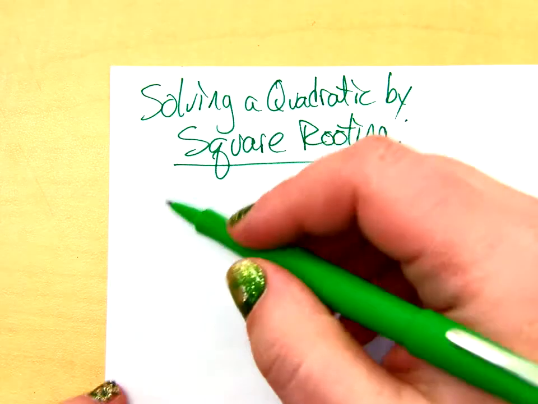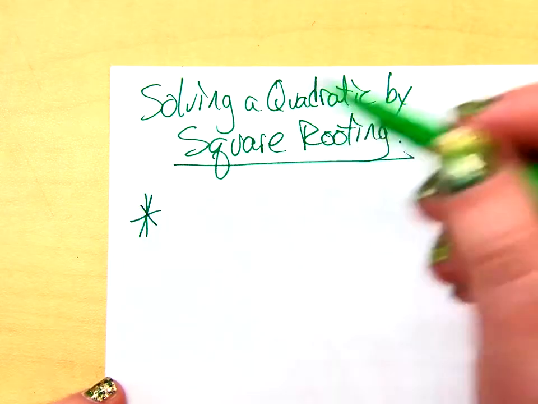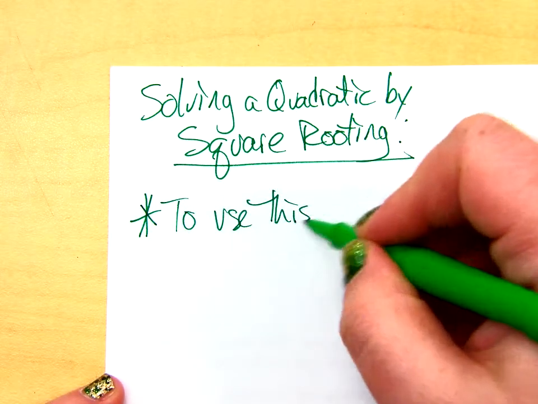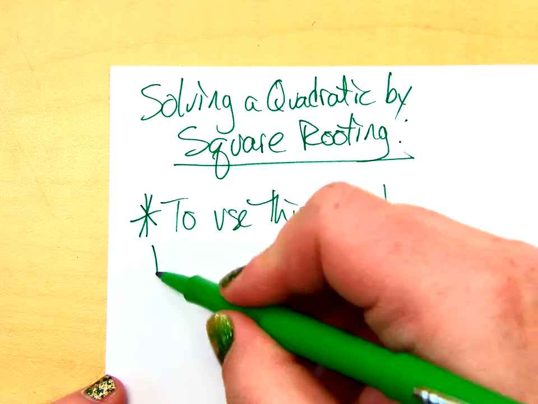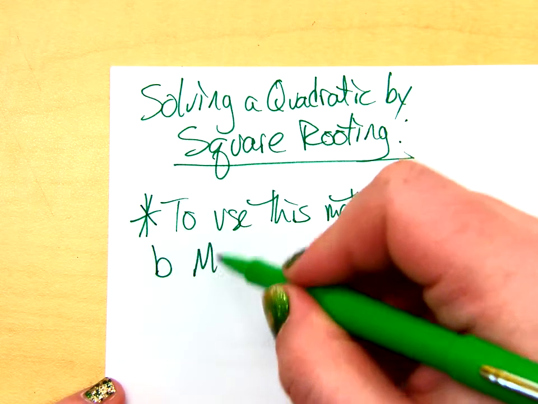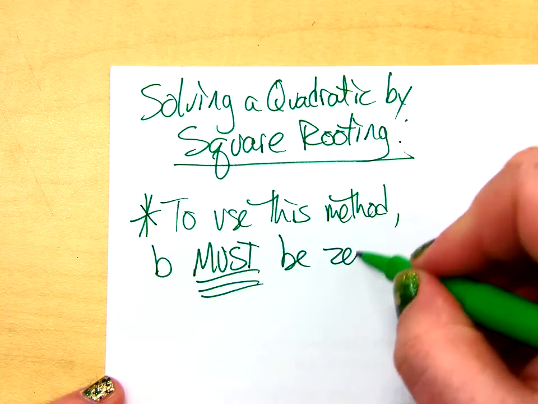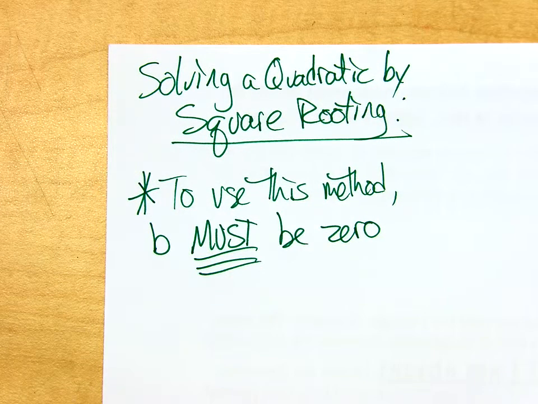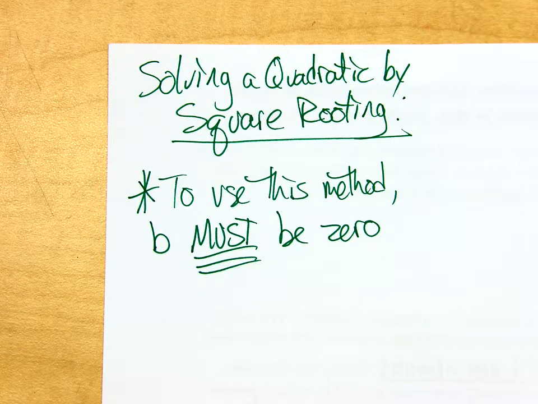Well, here's what has to happen. To use this method, B must be 0. Remember A, B, and C? Yeah, A, B, and C. So the value of B has to be 0.